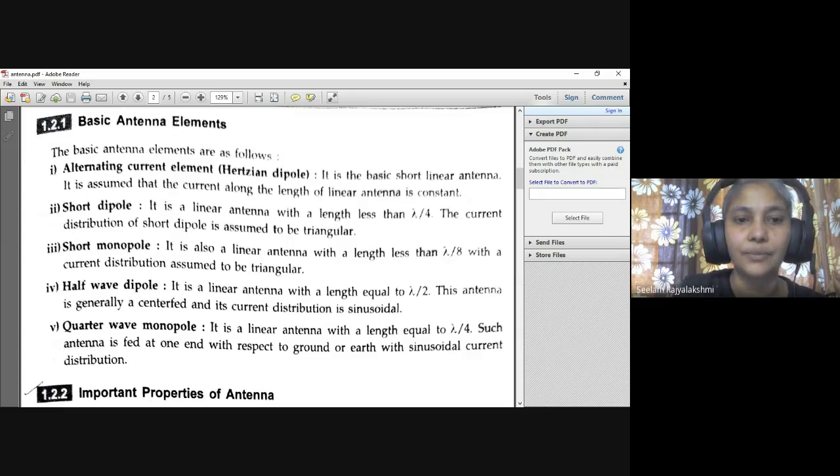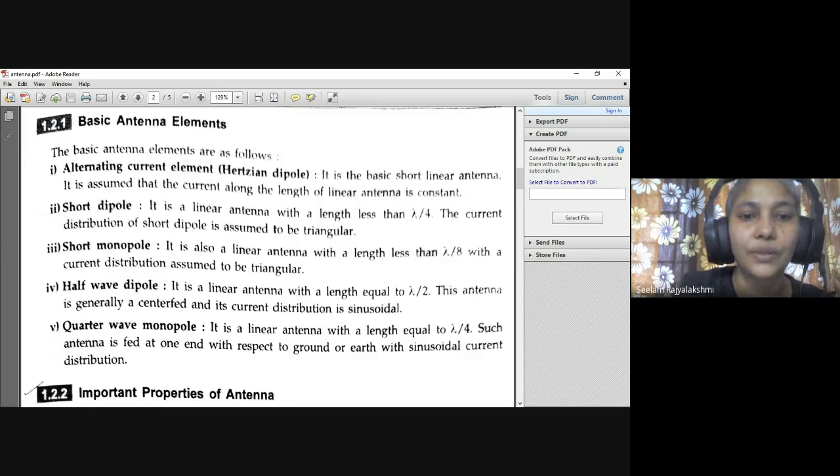Half wave dipole. It is also a linear antenna with length equal to half of lambda. This antenna is generally center-fed and its current distribution is sinusoidal. So here the distribution of the current is sinusoidal and it is generally center-fed.